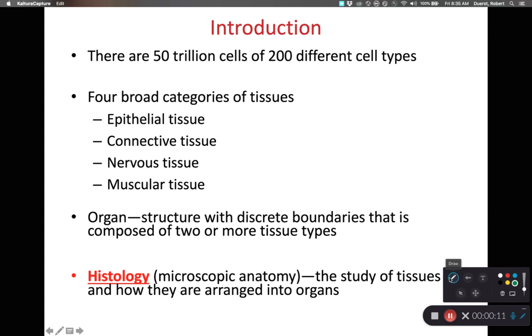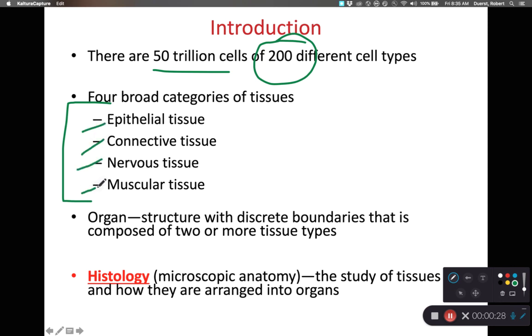Okay, so when we think of our body, we have lots of different cells, approximately 50 trillion cells in our body, so quite a few. And it's worth noting that there's approximately 200 different cell types. We can take those 200 cell types and break them up into 4 broad categories: epithelial, connective, nervous, and muscular. Epithelial and connective we're going to spend the most time talking about. Nervous and muscular are the short and sweet categories.